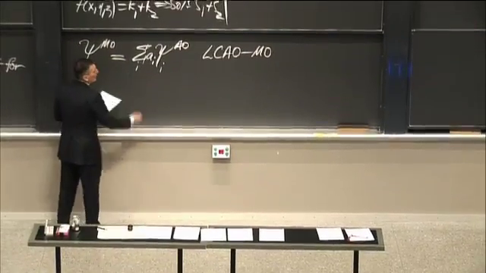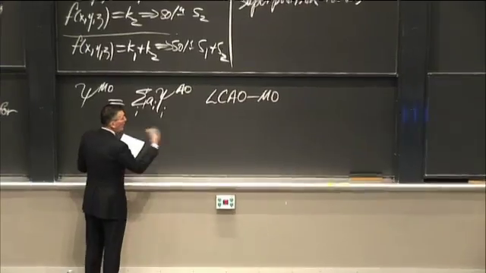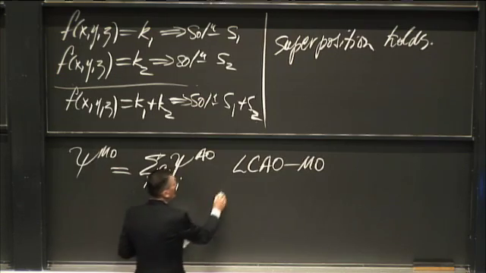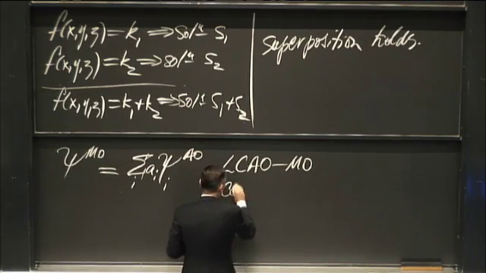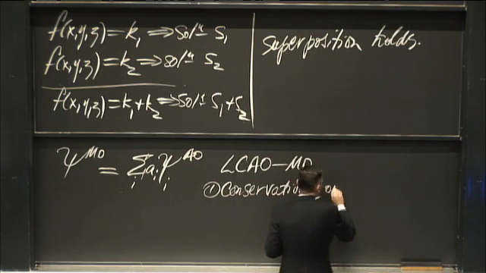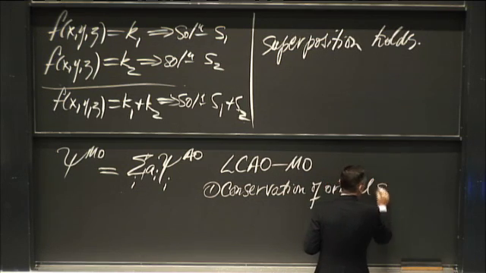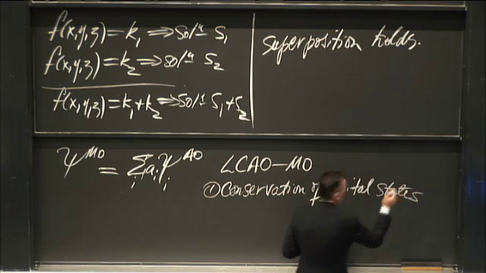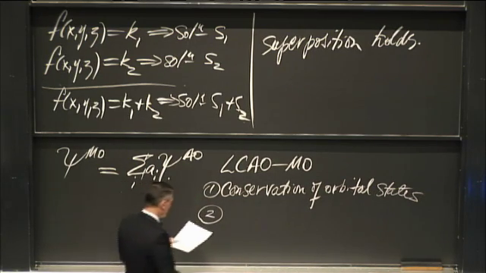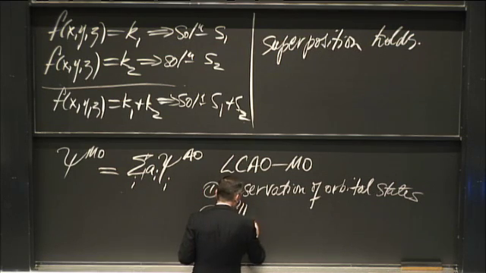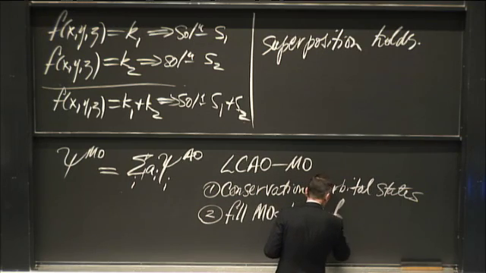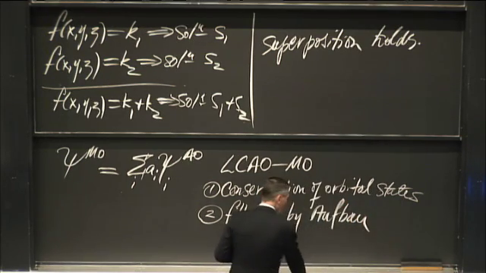So we're going to do some examples here. And all you need to do in order to run the examples is use 2 ideas in LCAO-MO. Well, first of all, conservation of states, conservation of orbital states. And the second one is we're going to fill the newly created molecular orbitals according to the Aufbau principle. Fill MOs by Aufbau. If we do that, we're going to be in good shape. So let's take a look.